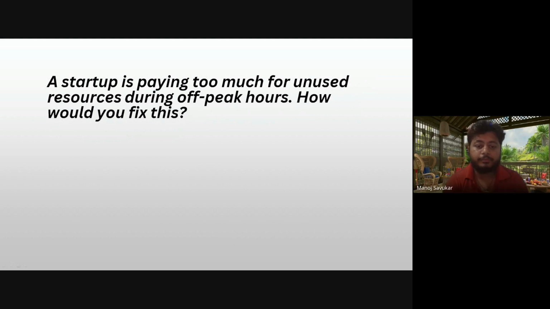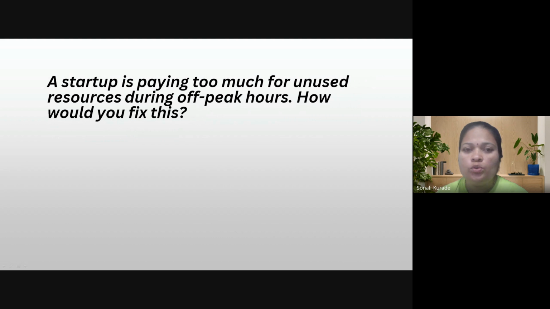Yeah. So, the question is, a startup is paying too much for unused resources during the peak hours. So how would you fix this? Suppose you are working with one of the startups, and there you are paying too much bill for the resources you are not using in the peak hours. So how are you going to fix this, or what exactly solution are you going to give in this scenario?